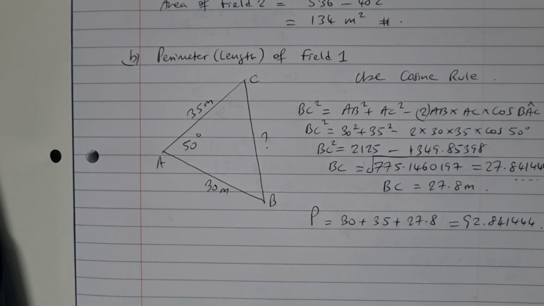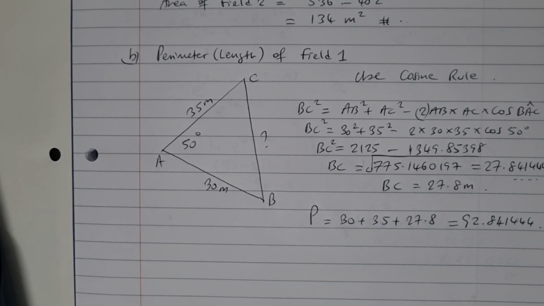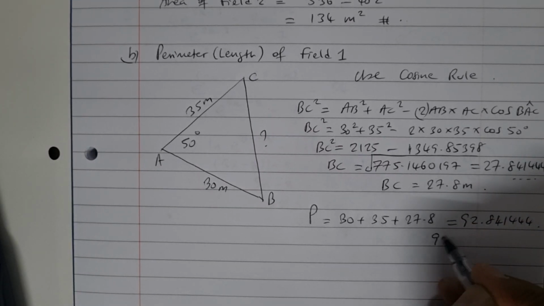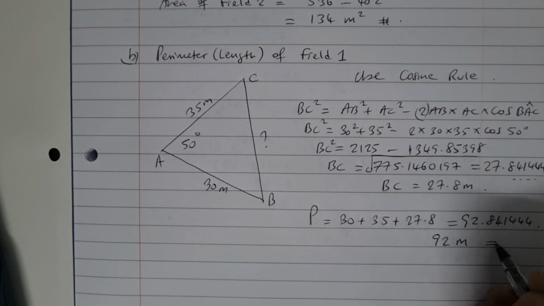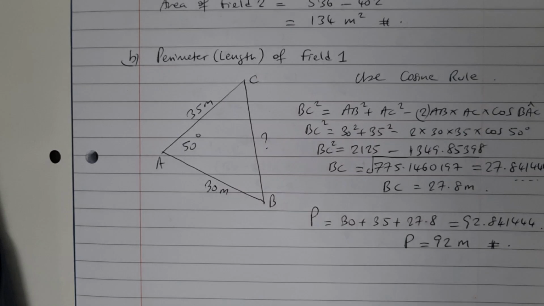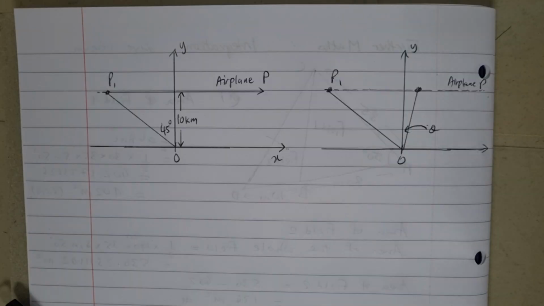And therefore, to the nearest meter, let me just take a look at the question. Yeah, they're saying to the nearest meter. So to the nearest meter, that's going to be 92 meters. And here we are. I'm just going to call the perimeter P. Right, so this is my second part.